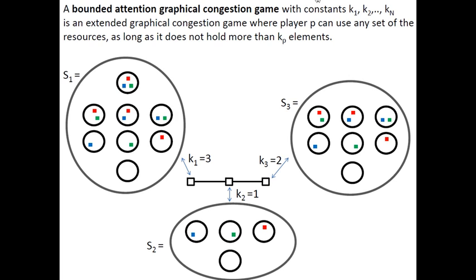Well, in fact, in the general case, these systems don't always have pure Nash equilibria, because the example I was talking about before, with respect to the singleton graphical congestion games, actually basically corresponds to an example of a bounded attention graphical congestion game with no pure Nash equilibria. So these systems are not, in general, forced to even have pure Nash equilibria.